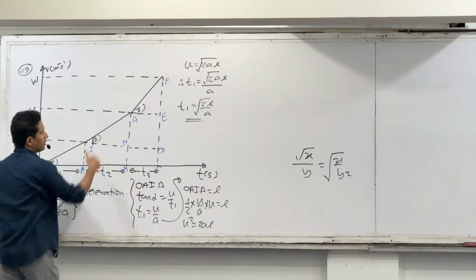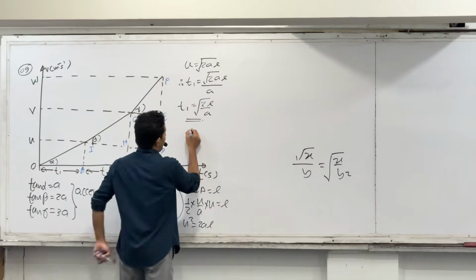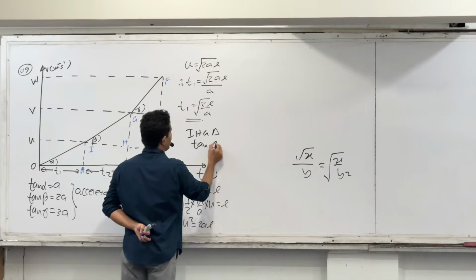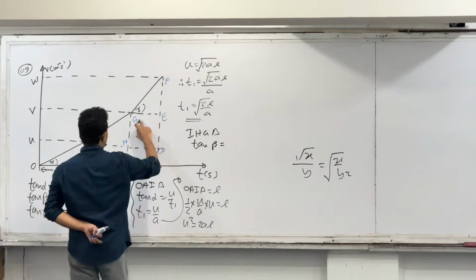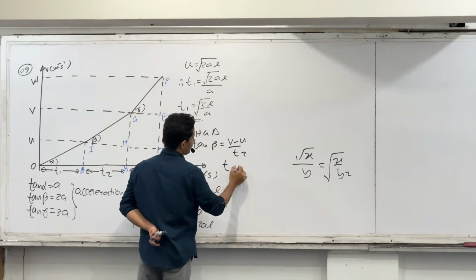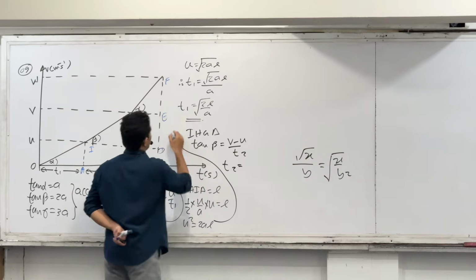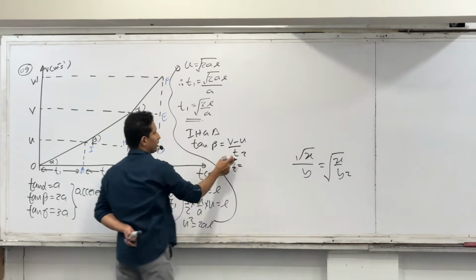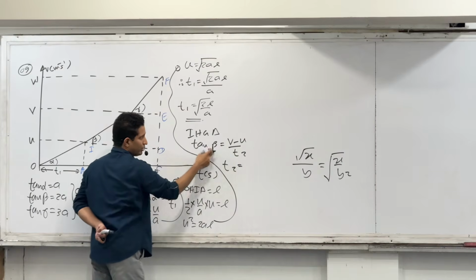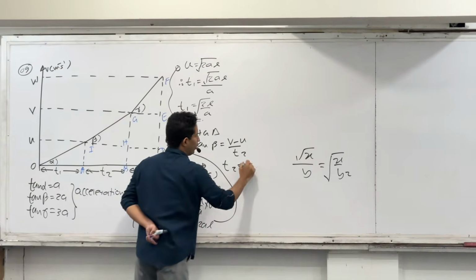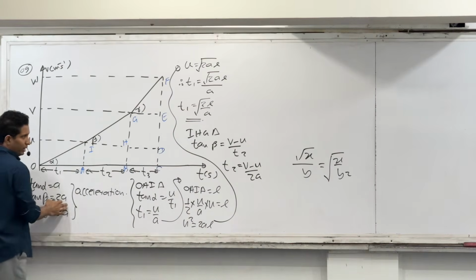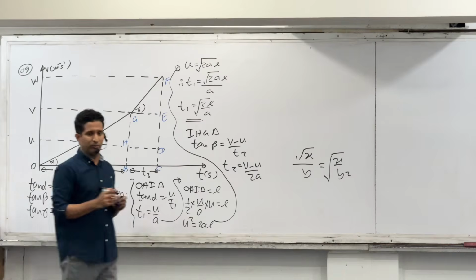From the triangle, tan beta equals V minus U divided by T2. You can make T2 the subject here. T2 equals V minus U over 2A, because tan beta is 2A. See, we have found T2.